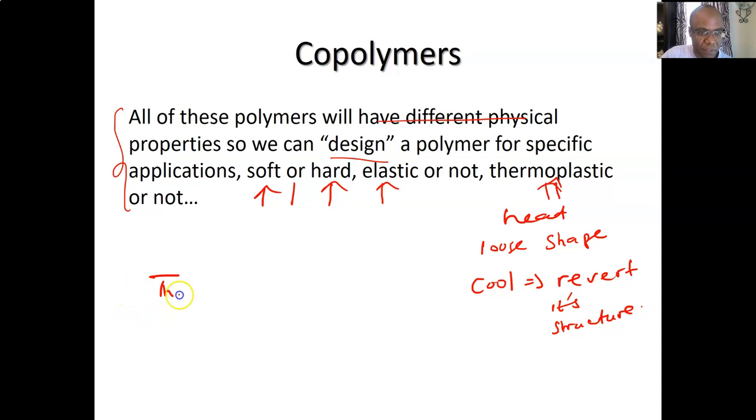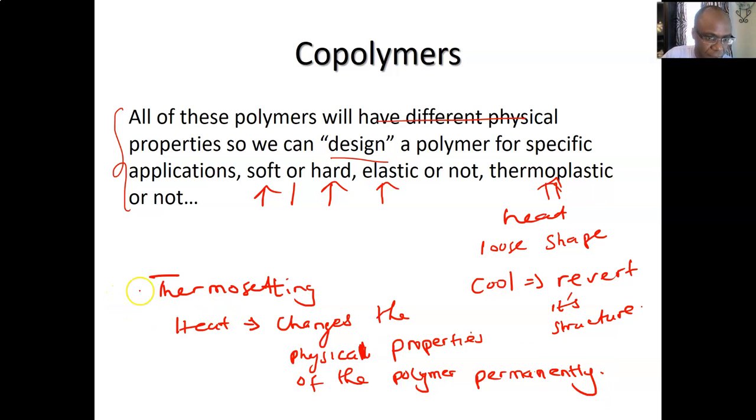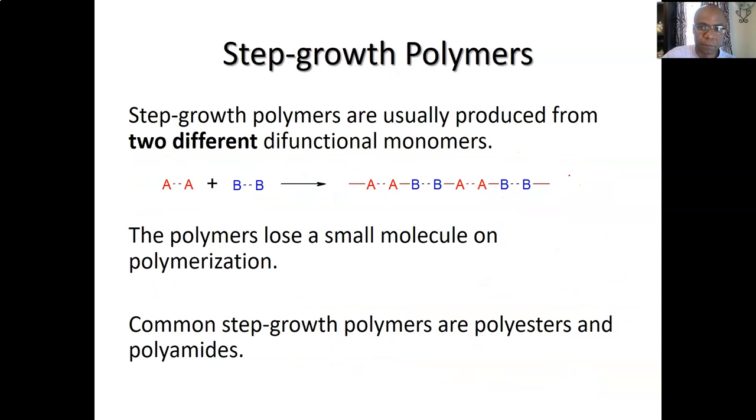The opposite of thermoplastic is thermoset, or thermosetting. So with thermosetting, if you heat the polymer, it changes the physical properties of the polymer permanently. And we will look at that shortly. So thermosetting will cause the physical property of the polymer to change permanently as you heat the polymer. But with thermoplastic, heating the polymer will temporarily make the polymer lose shape or its physical property. But when you cool it, it goes back to the original structure. So thermosetting is the opposite of thermoplastic. Okay?